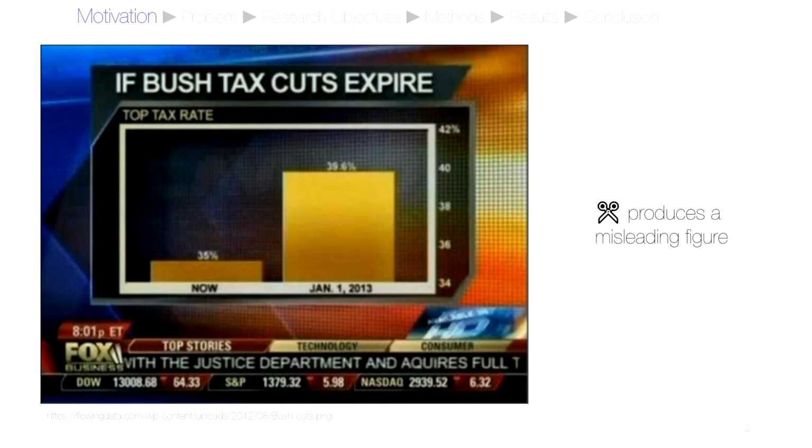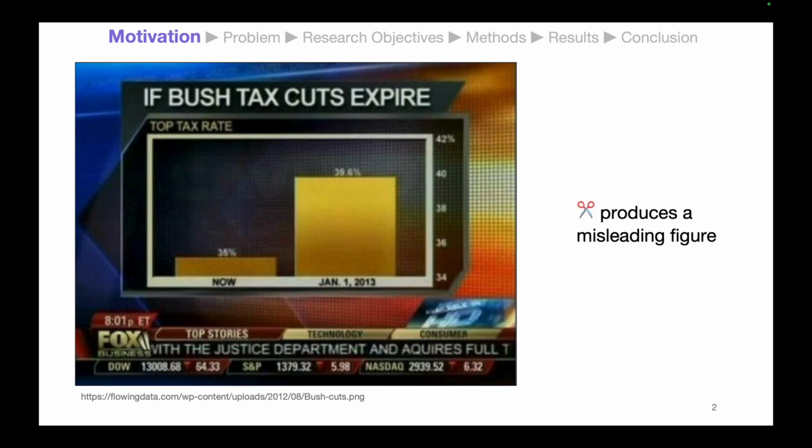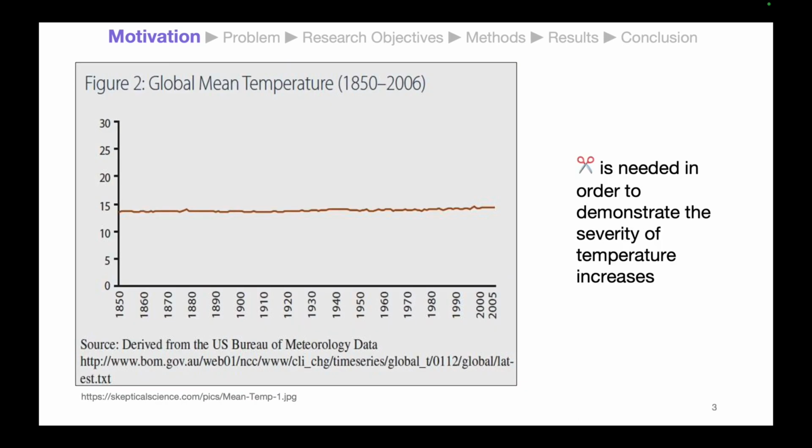So to start, here's an example of a truncated bar chart from Fox News. Most would argue that truncation in this case produces a misleading figure, exaggerating the difference between now and January 1st, 2013. Here's another example in which the global mean temperature between 1850 and 2006 is plotted in a line chart that starts its y-axis from 0.